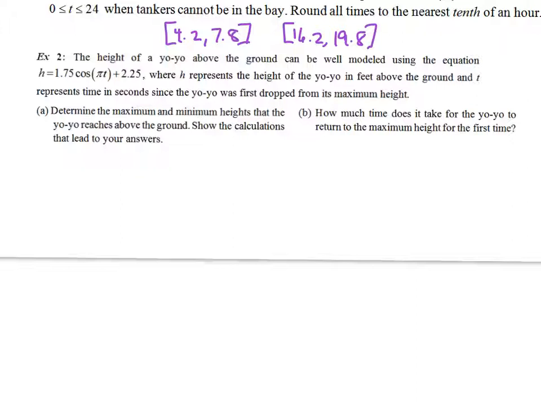So the first part of the question says, let's determine the maximum and minimum heights that the yo-yo reaches above the ground. Show the calculations that lead to your answers. I drew a sketch of this one and then labeled the sketch so that I could see where the max and min were occurring. So see if you can draw a sketch of what's going on. We have a cosine curve, and we know that t is time in seconds since the yo-yo was first dropped, so my height is going to start at the highest value for the yo-yo.